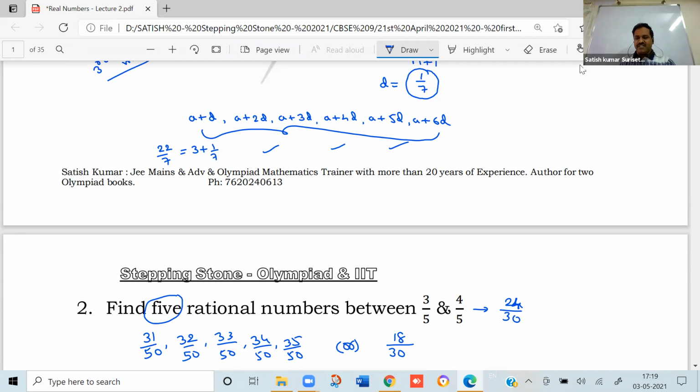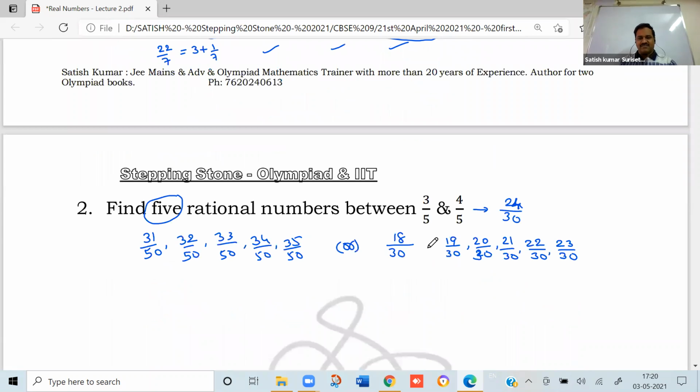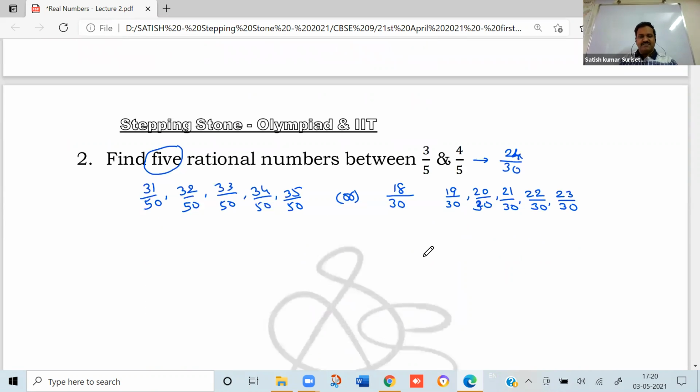So between 18 and 24, what are those? 19 upon 30, 20 upon 30, 21 upon 30, 22 upon 30, 23 upon 30. Then the next one will be what? 24 upon 30. Okay. So you can even do it using this method, by calculating the D value and then adding and going on. Any other answer?